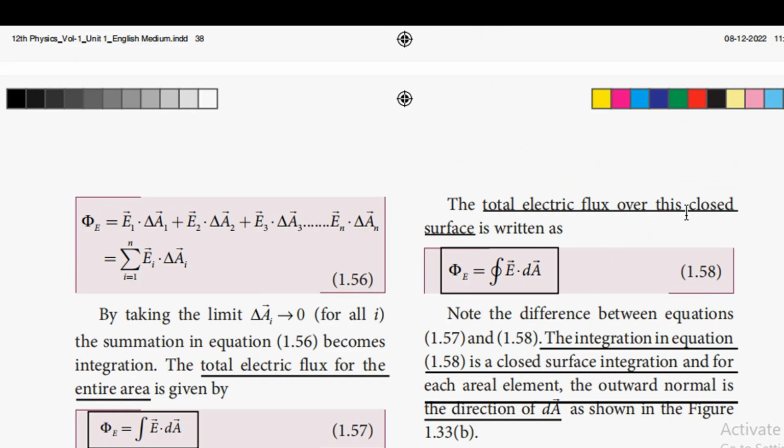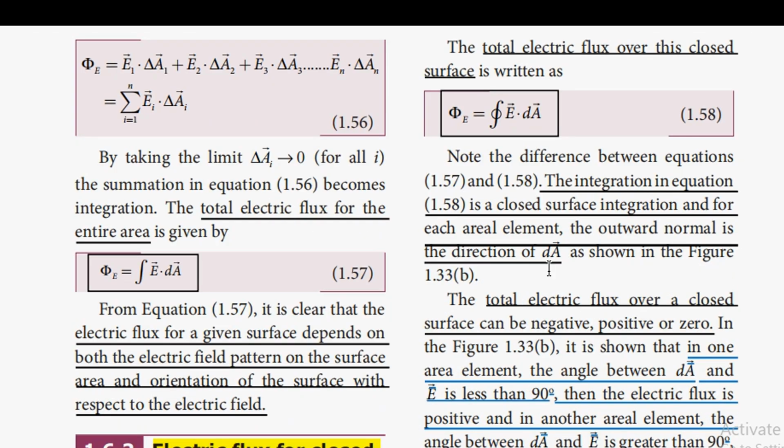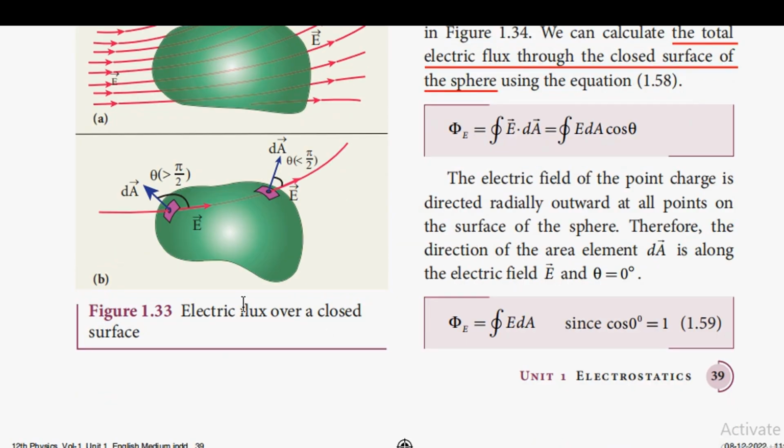Then the total electric flux over this closed surface is given by phi E equal to closed integral of E dot dA. Here you should note the difference between equations 1.57 and 1.58. The integration in equation 1.58 is a closed surface integration, and for each area element the outward normal is the direction of dA, as shown in figure 1.33b here.